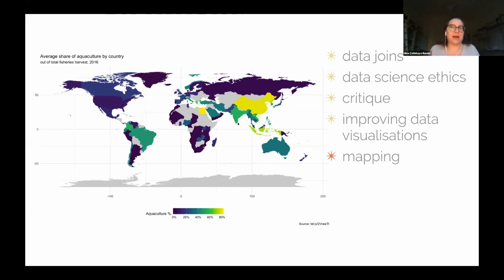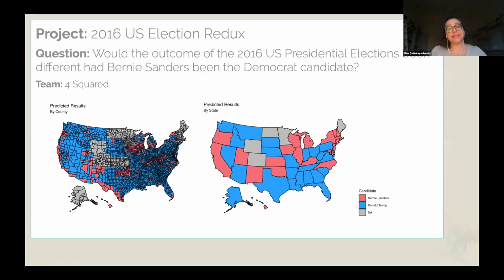So it is not as difficult a job as if you were mapping, say, a rural area. And here's an example from one of my student teams, again, from last fall.